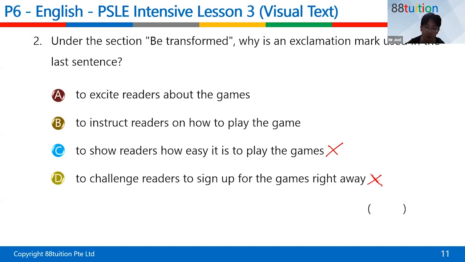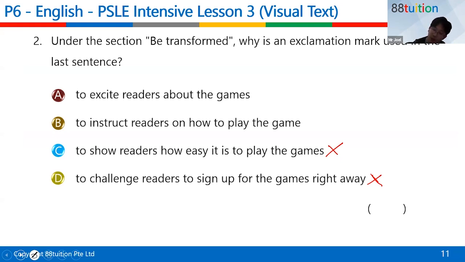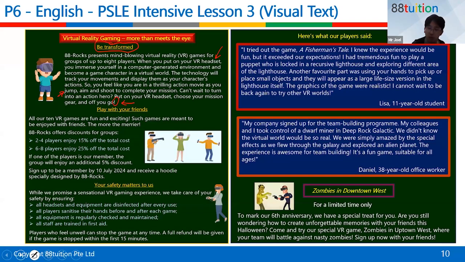So over here, we are left with to excite readers about the games or to instruct readers on how to play the game. So why is the exclamation mark used over there? Let's have a look at it again. The last sentence: put on your VR headset, choose your mission gear, and off you go. Is it to excite readers about it? Not really. The entire last sentence, right, is giving you instructions, isn't it? It's telling you, put on your VR headset, choose your mission, off you go, right?